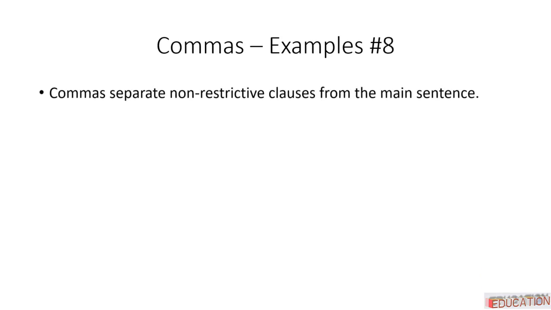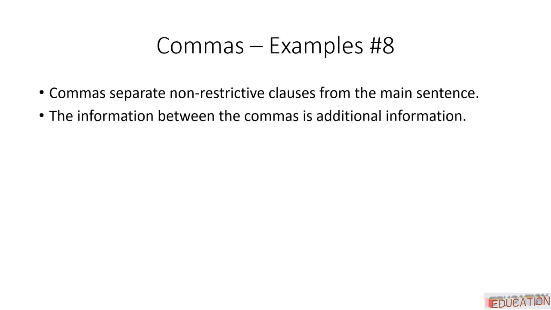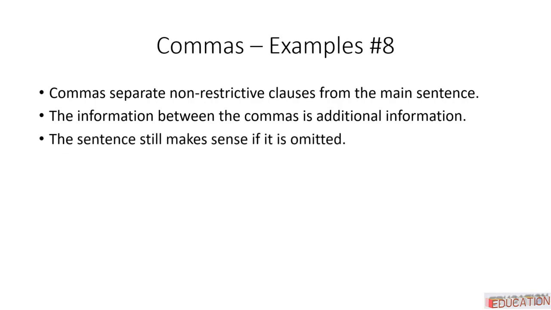And commas also separate non-restrictive clauses from the main sentence. Now we know it's a non-restrictive clause or a non-essential clause because the information between the commas is additional. And if we were to leave this information out, the sentence would still make sense. So, "My friend, John, plays drums in a band." Now if we left out the bit in the middle, it would read, "My friend plays drums in a band," which is quite good.